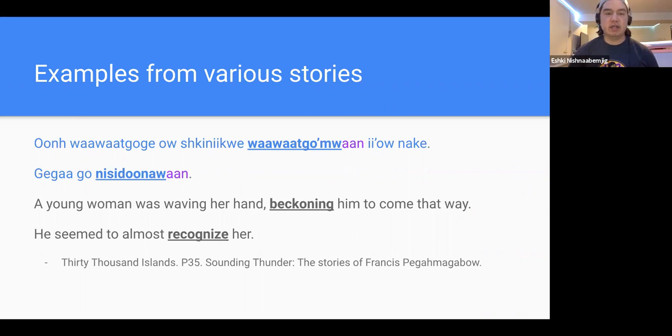And then it switches to him being the actor. Gegago Sidonawan. He almost seemed to recognize her. Because there's the other way you could say an obviative person is doing something to a proximate person, which we'll get into soon, but this was just a little interesting thing where the speaker goes from the Shkinikwe being the main person doing the action and then switches the very next sentence to the other character being the main person.